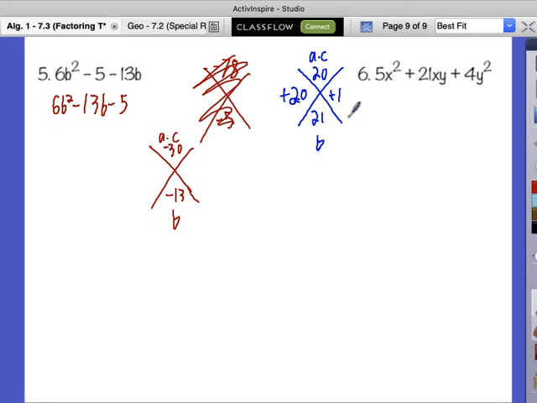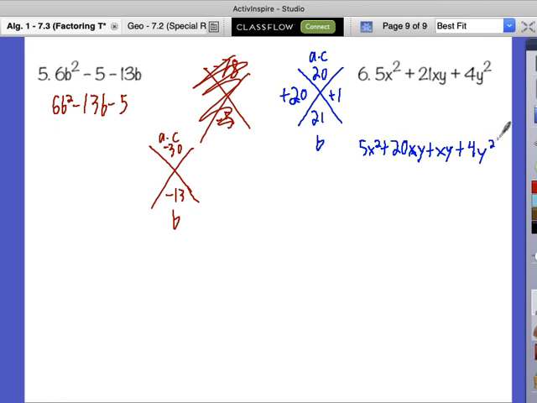Can anybody tell me what I'd write here for my 4-term polynomial? Okay, 5x squared plus 20xy plus 1xy plus 4y squared. Very good.